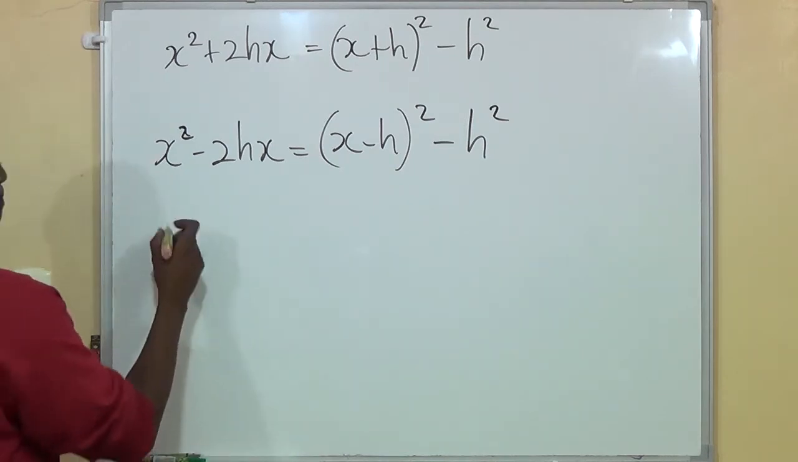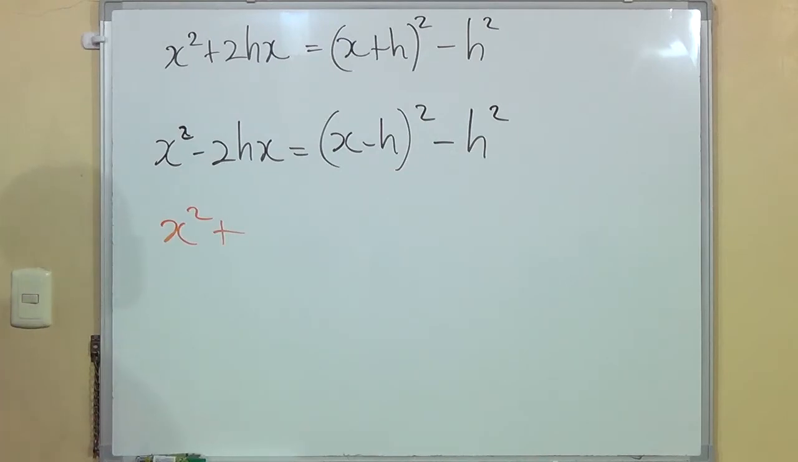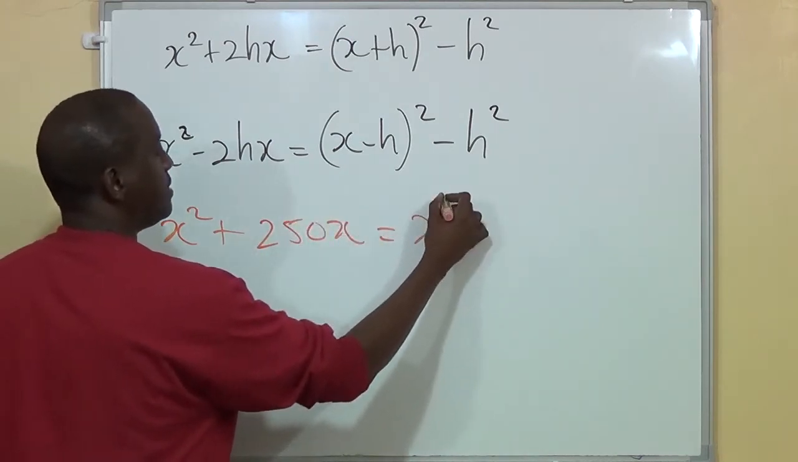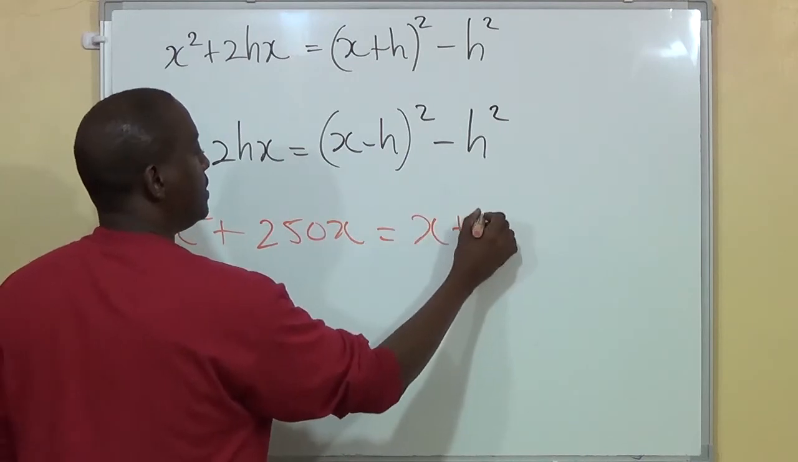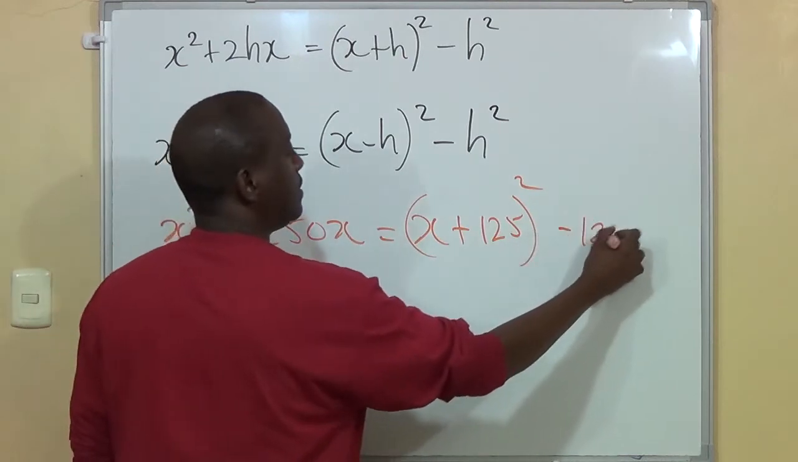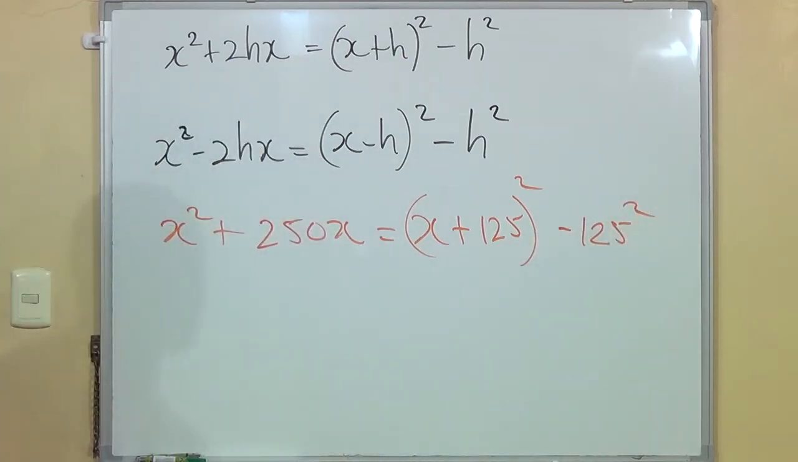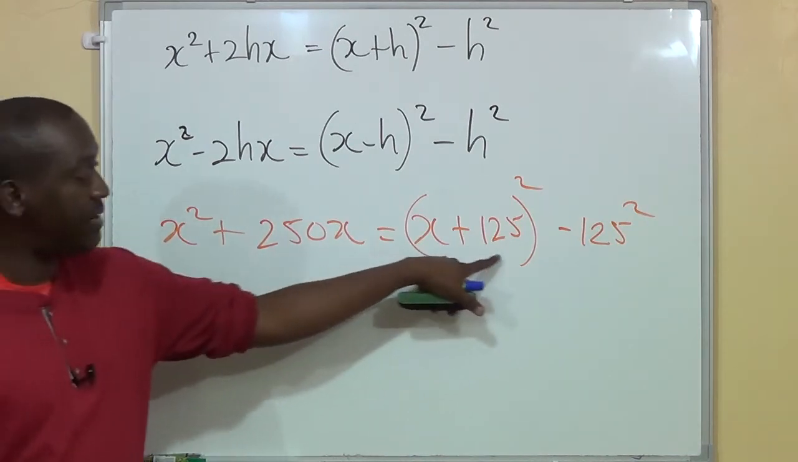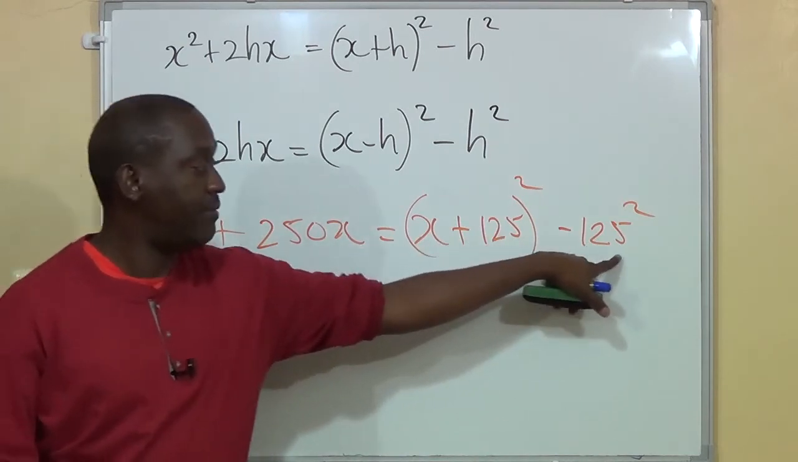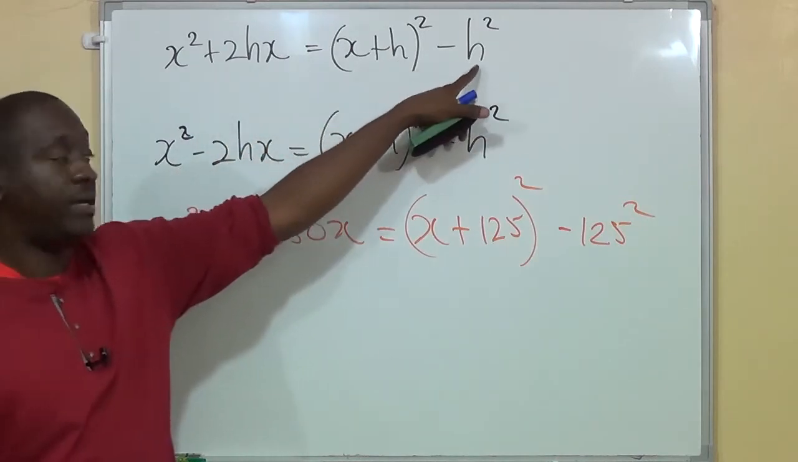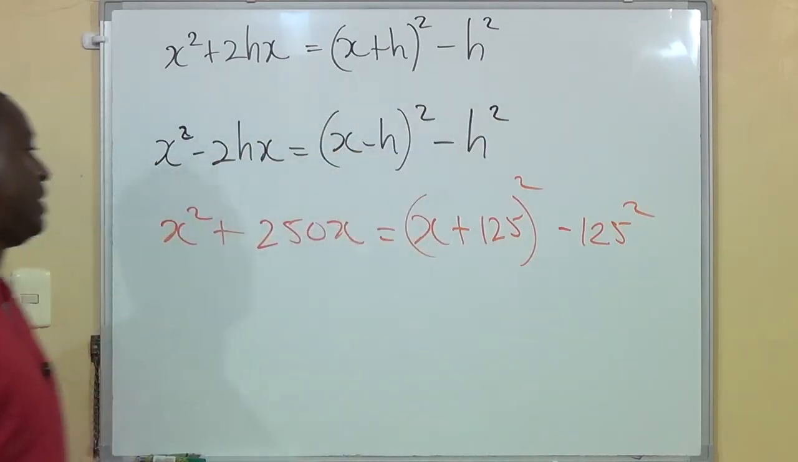So I could say x squared plus, let me see, a big number, 250x is the same thing as (x plus 125) squared minus 125 squared. Notice the pattern. Whatever the coefficient of x is here, we always have half of that inside here and half of that outside here, squared, right? 2h here, you have h here, and you have minus h squared outside here, right?